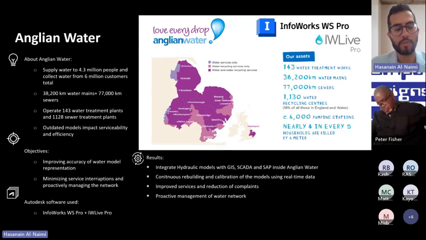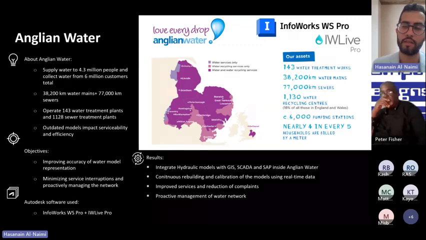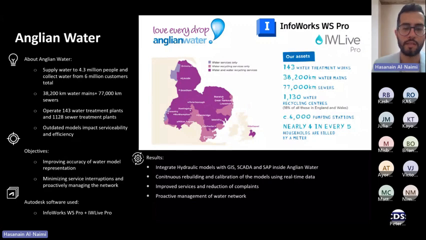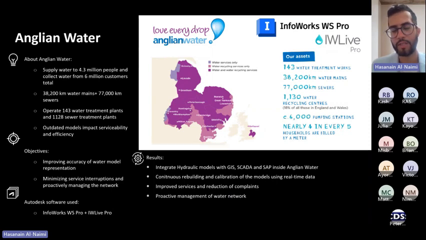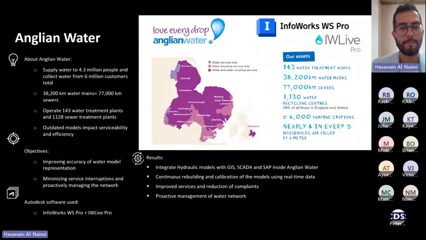The problem with them was they had some outdated models which impacted serviceability and efficiency. The objective for them was to improve the accuracy of the model representation, and also minimize any service interruptions. If you manage any network, you'll see there will be some service interruptions out there. No matter what country you look at, whether it's the UK, the US, or Nigeria, you have these issues. And to get over these, you need to have a very good understanding of your network.